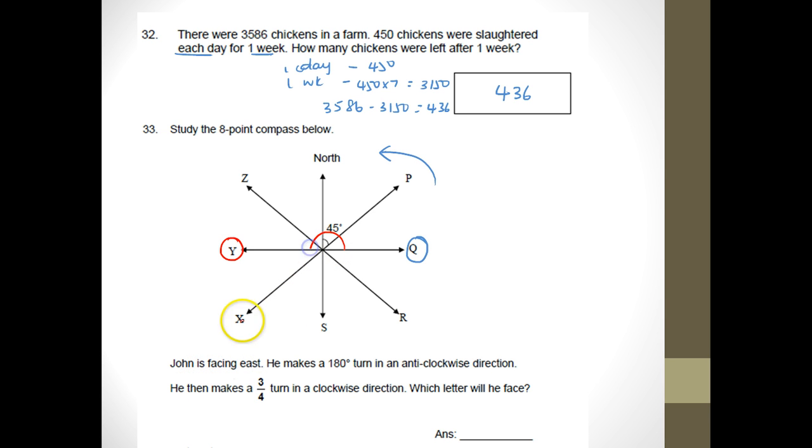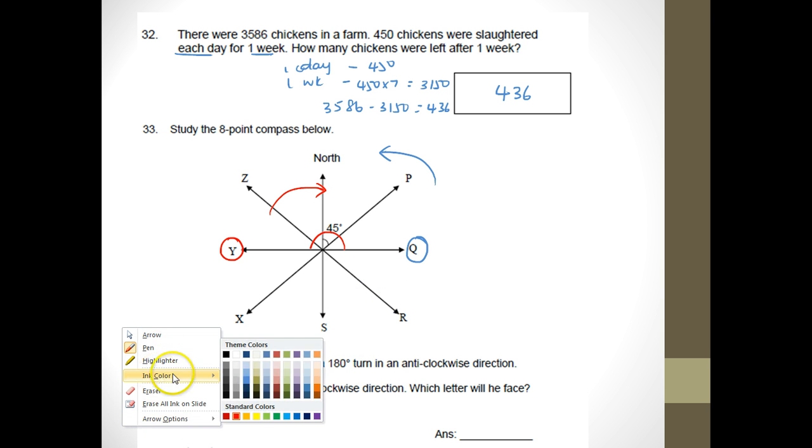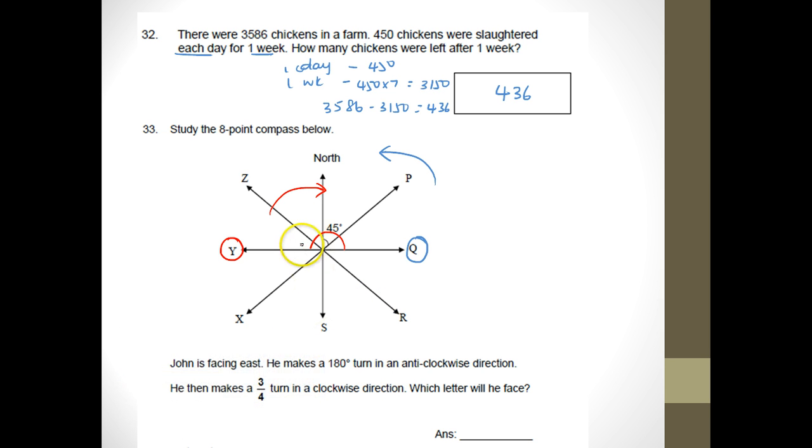180. He then makes a 3/4 turn in a clockwise direction. So clockwise means he goes back this way. This is clockwise direction. 3/4 turn. Let's take another. This is 1/4, 2/4, 3/4. So he will be facing S, letter S.